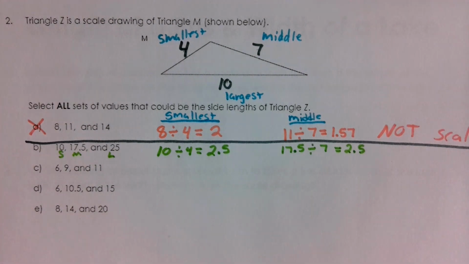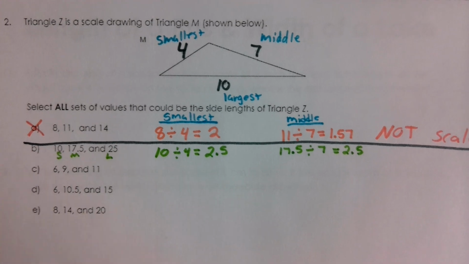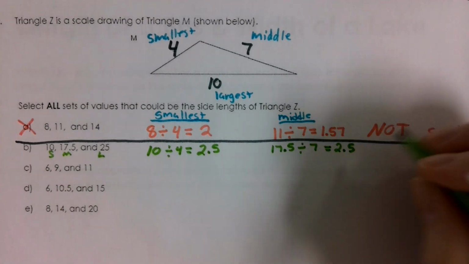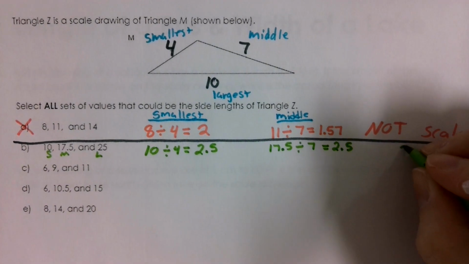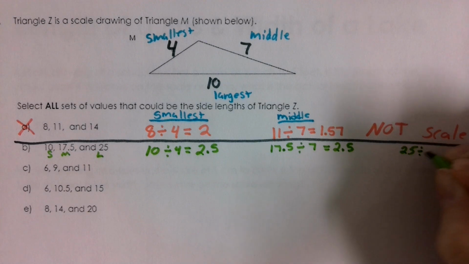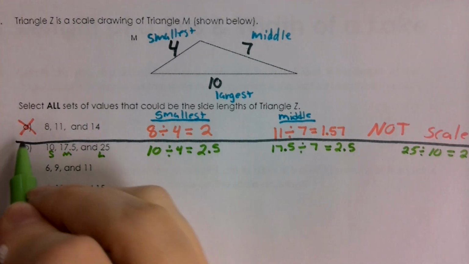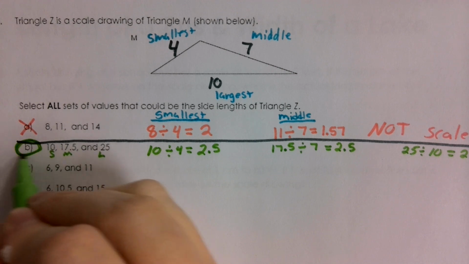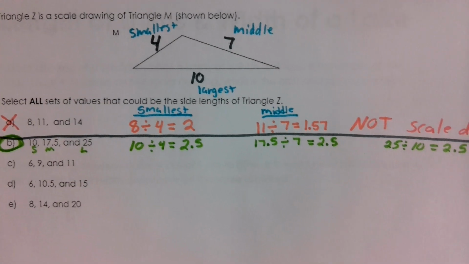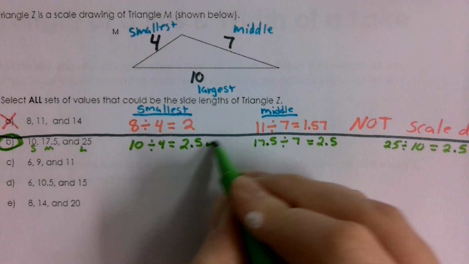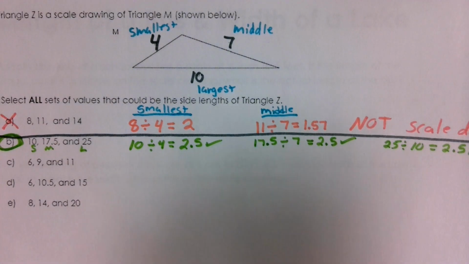Do you think I'm done then? No. I have to check all of them, don't I? Because there might be 2 of them that come out the same and 1 that does not. It's very possible. Okay? So we need to check the 25. We're going to do the large. 25 divided by 10, but that also comes out to 2.5. So this is a scale drawing, because all of them come out to the exact same scale factor.